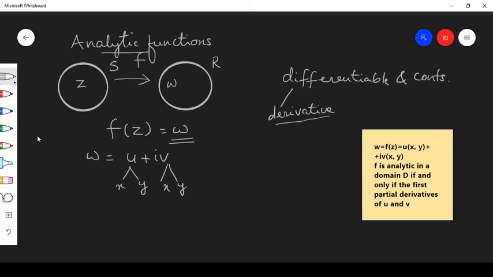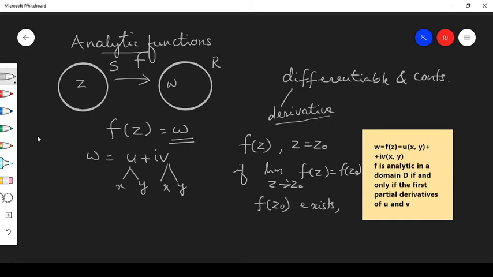And coming to the continuity concept, if a function f of z is given, this f of z is said to be continuous at a point z equal to z0 if the limit as z tends to z0 of f of z is equal to f of z0. Then you can say that the function is continuous. That means, in a simple sentence, if the value of f of z0 exists, then you can say f of z is continuous at the point z equal to z0.